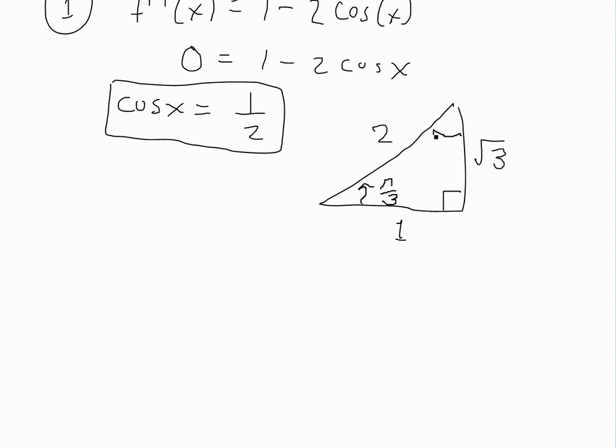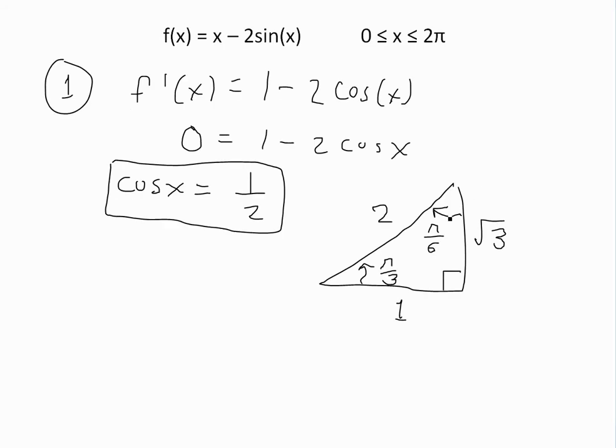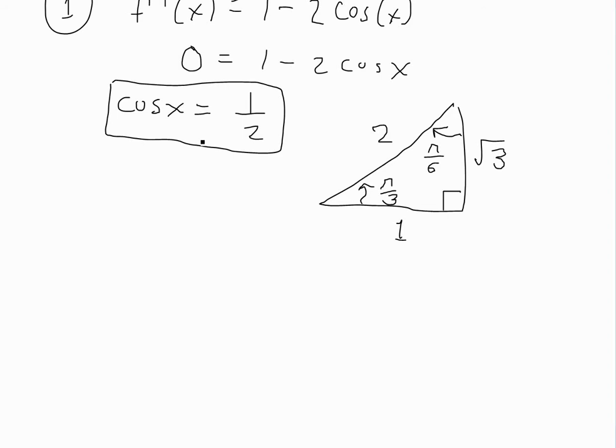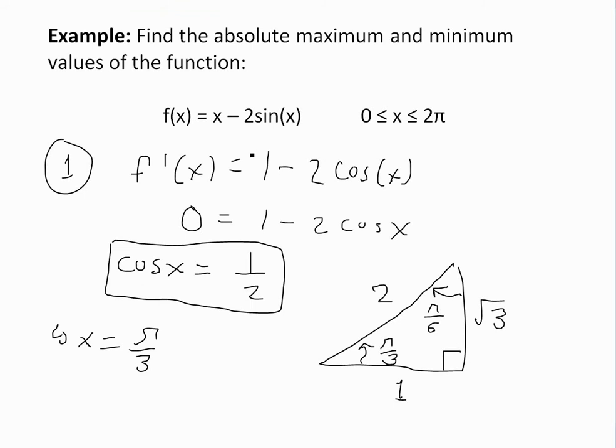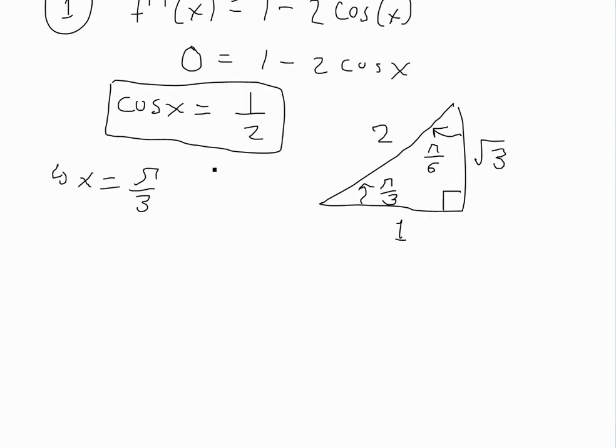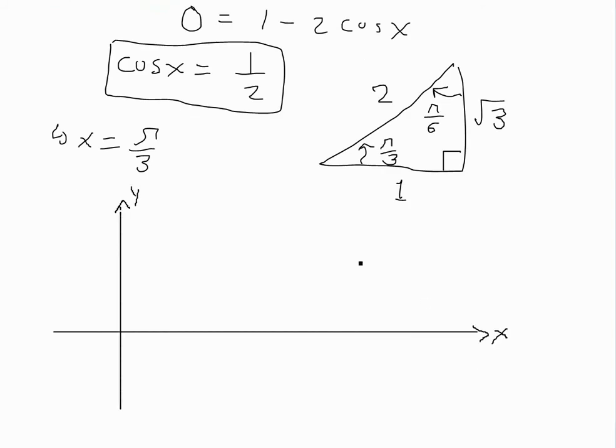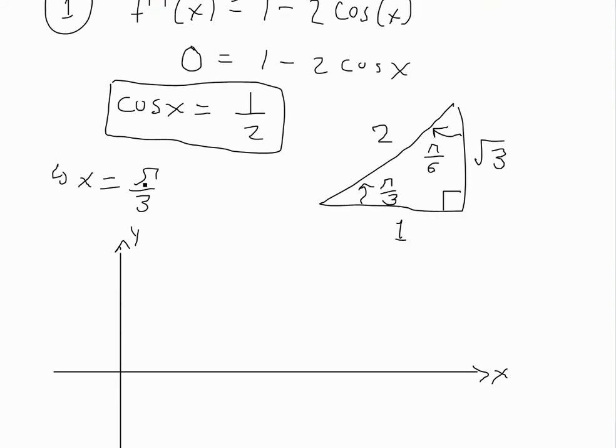The other angle is pi over 6. You can watch my earlier video to get more info on this. So this angle is pi over 3, and this corresponds to x. According to this exact trigonometric ratio, x equals pi over 3. But remember, trigonometric functions are periodic, going up and down, so we can have multiple values of x. We know pi over 3 is a critical number because of this exact trig ratio, but we need to find the other values of x, if there are any.